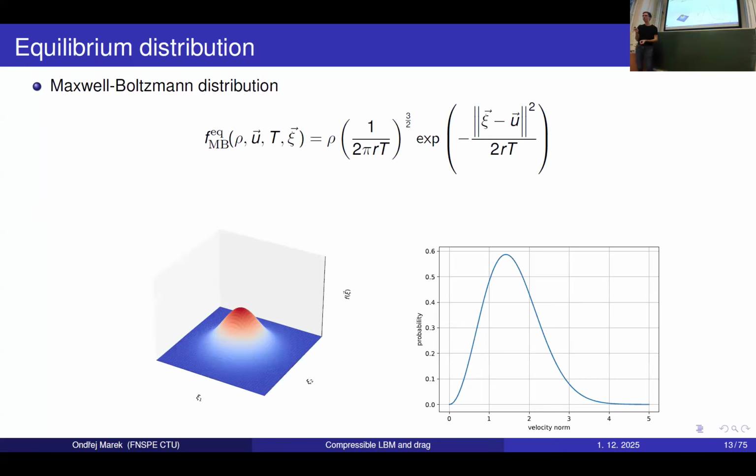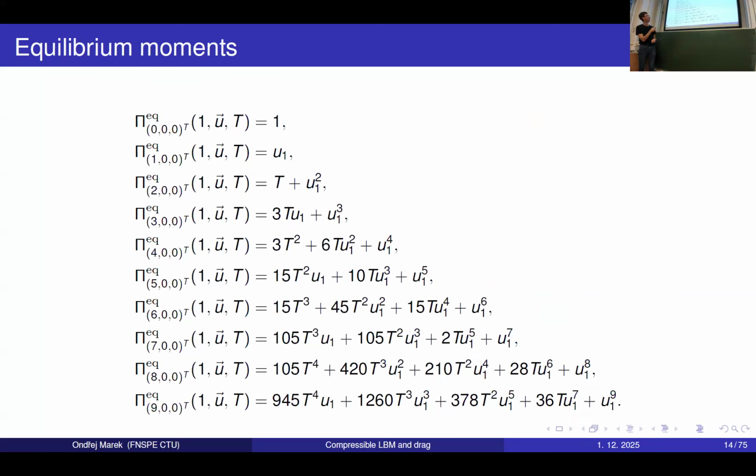And the equilibrium distribution, which I showed before, is the Maxwell-Boltzmann distribution, which comes from statistical physics for ideal gas, and which also turns out to work even for general fluids. So here in 2D, it is the Gauss distribution, or physicists use it more just for the velocity norm in 1D, just to see which velocity the particles have.